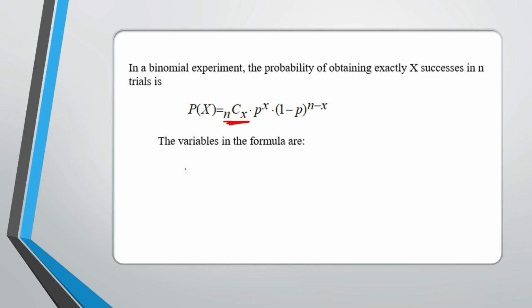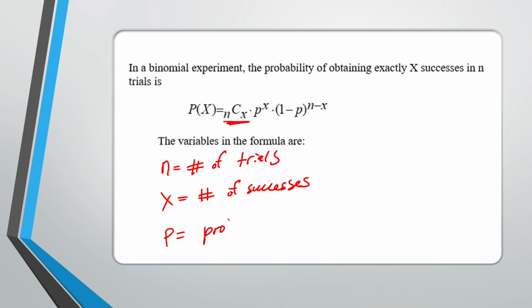Now the variables in the formula are the following. N equals the number of trials. X equals the number of successes. And P represents our probability of success. We will try some problems by hand, and some problems will be done with our statistics calculator. A link will be provided in the description.